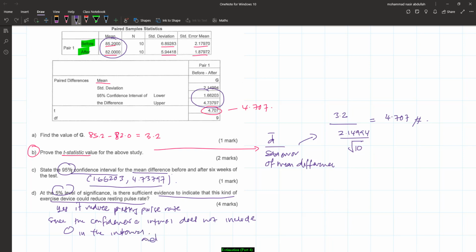and the mean after is reduced by 3.2 as compared to before test. Right? That's how we answer the question.